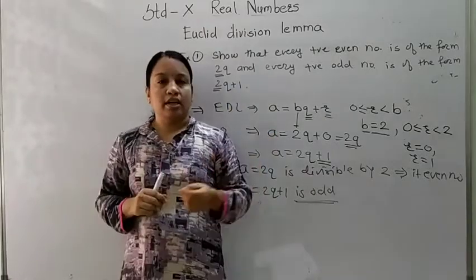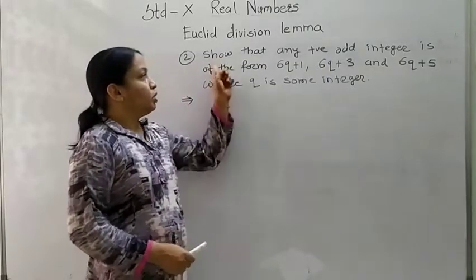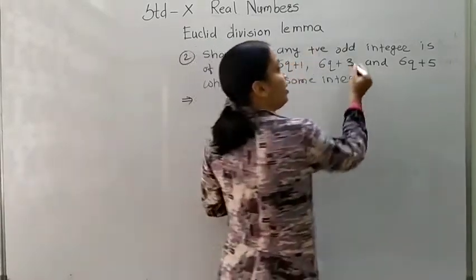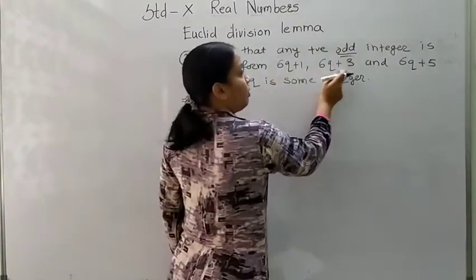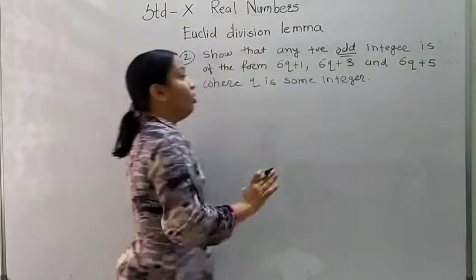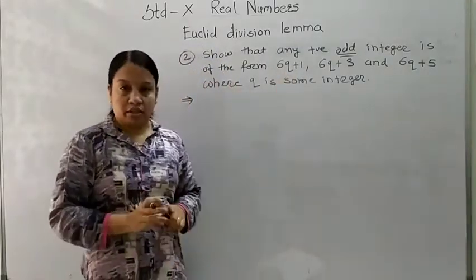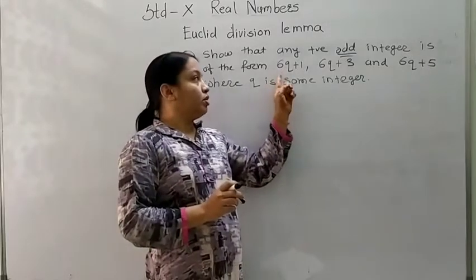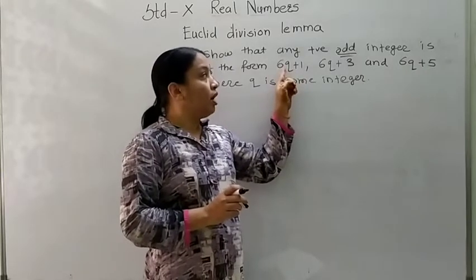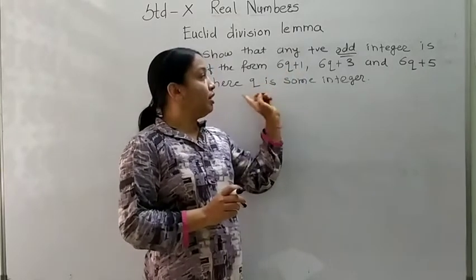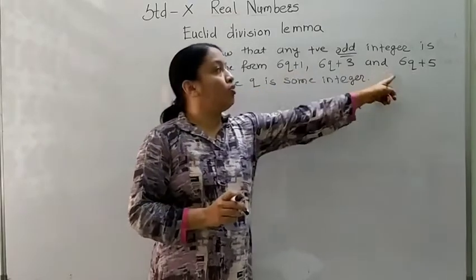Now let us see another example. Show that any positive odd integer is of the form 6q plus 1, 6q plus 3 or 6q plus 5 for some integer q. Here it is not for every integer, because if you put q equal to 1, it will be 7, but for q equal to 2, you will get 13. So for some integer q, this is an odd number.